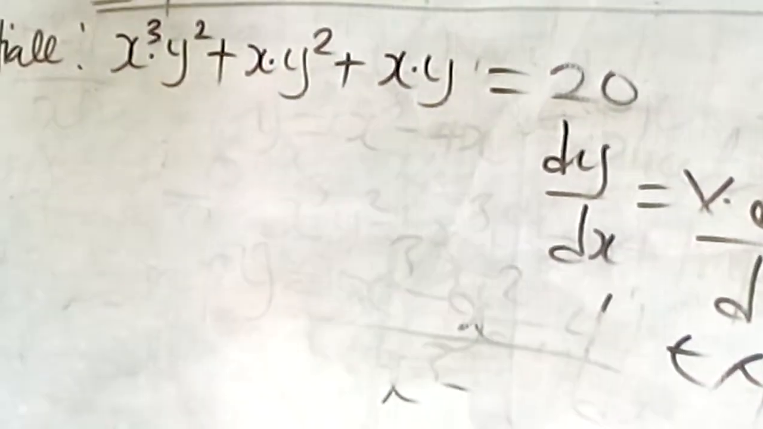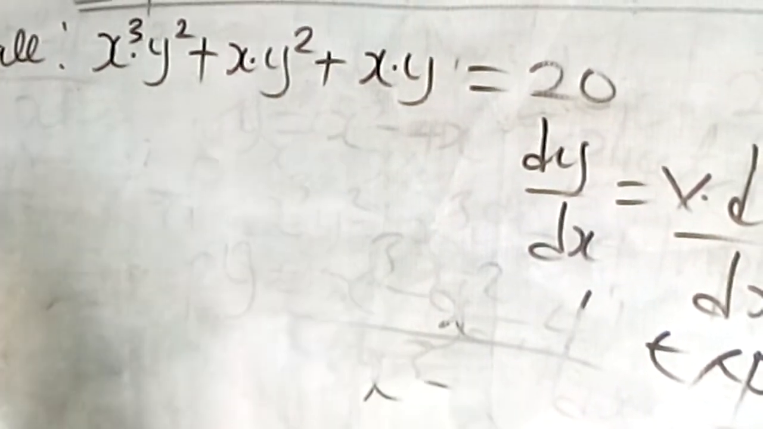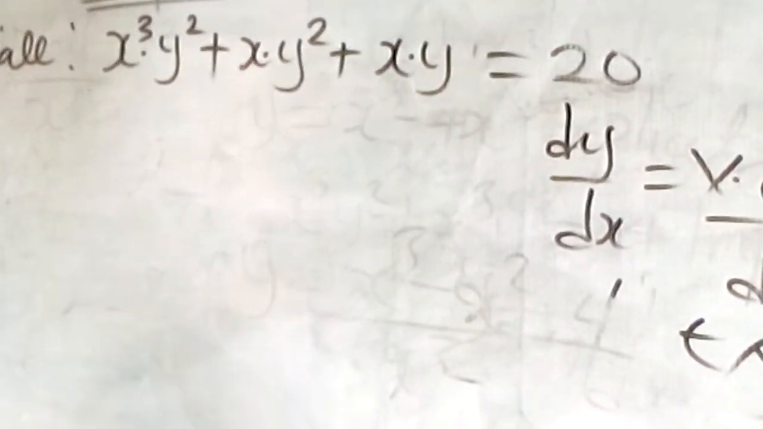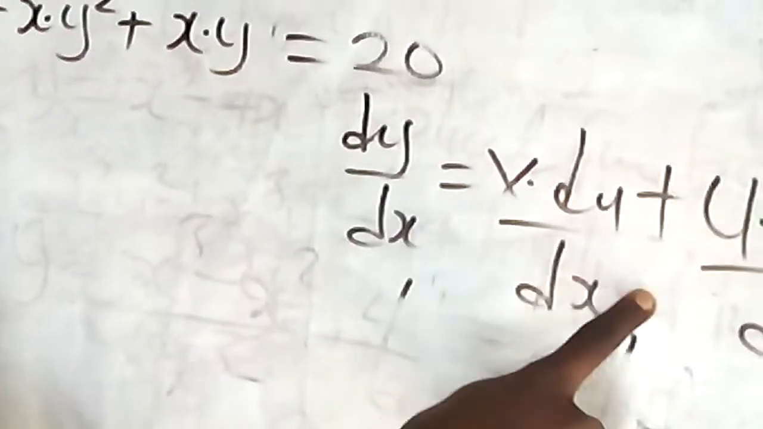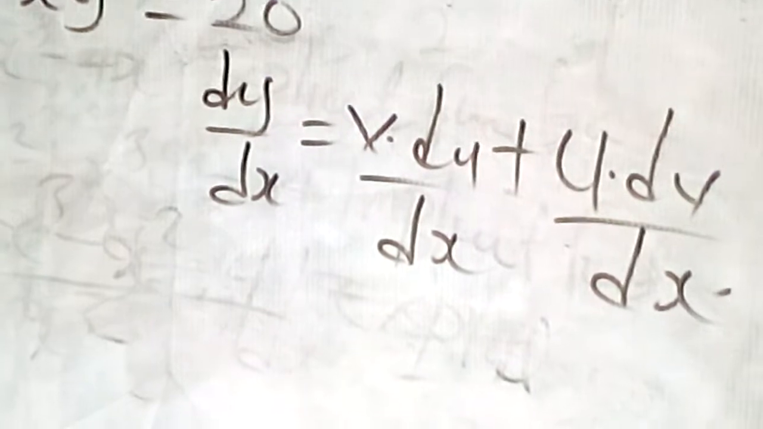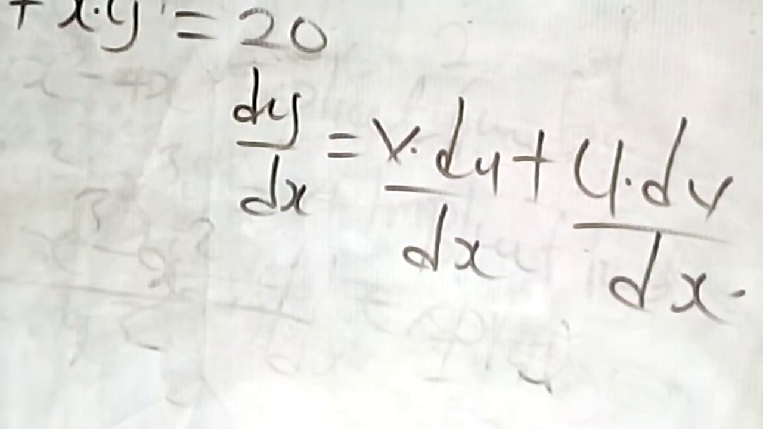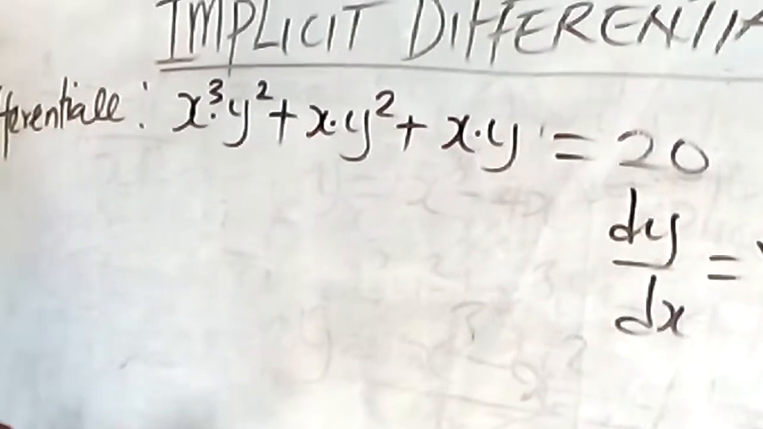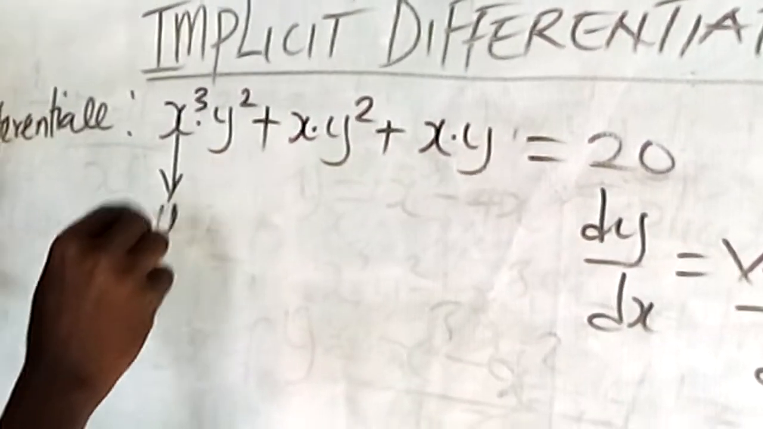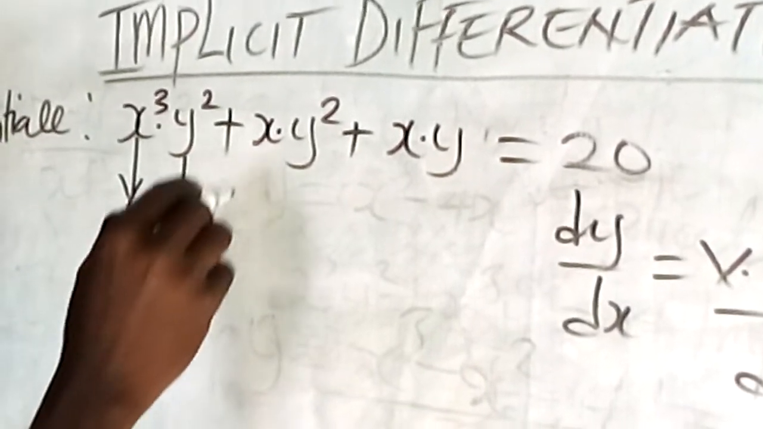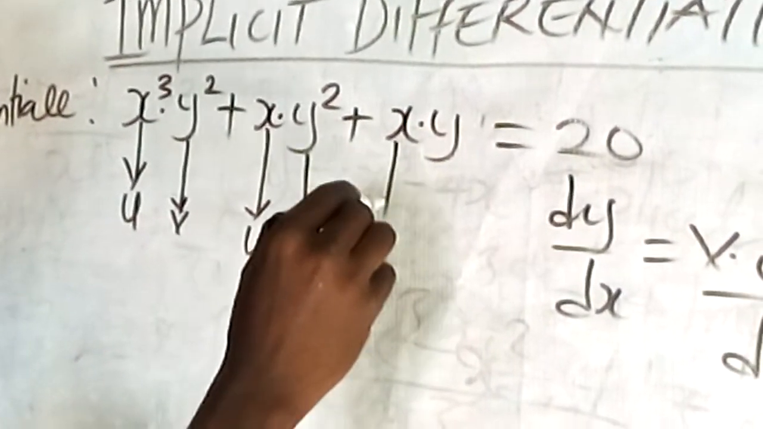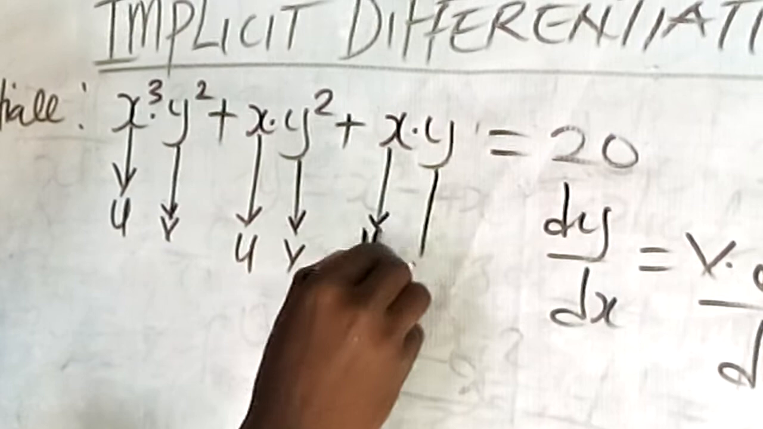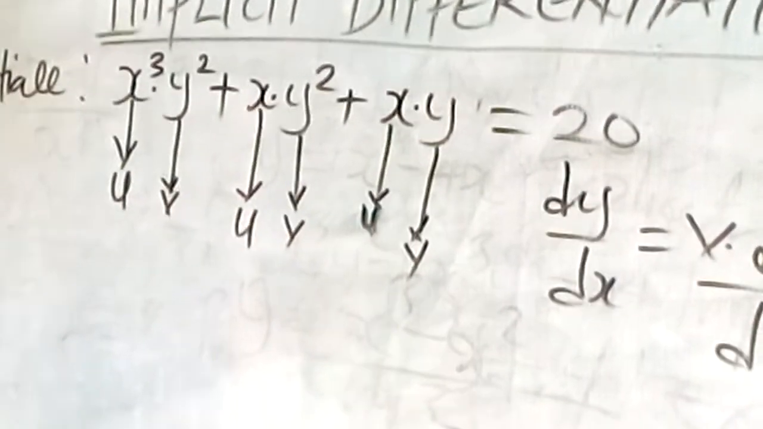That is the basic rule for implicit differentiation. Okay, now if we are about solving this, remember our product rule says that dy/dx equals v du/dx plus u dv/dx. So now we have to address each of these terms separately. So we'll call this our u, call this our v, call this our u, call this our v, call this our u, call this our v, and then we solve, and it will make life very easy.